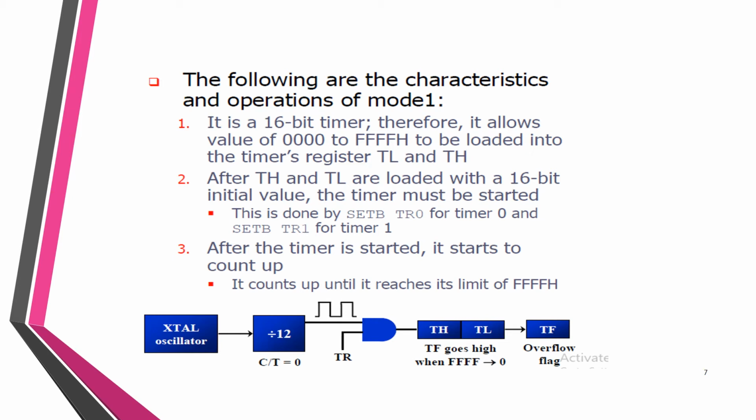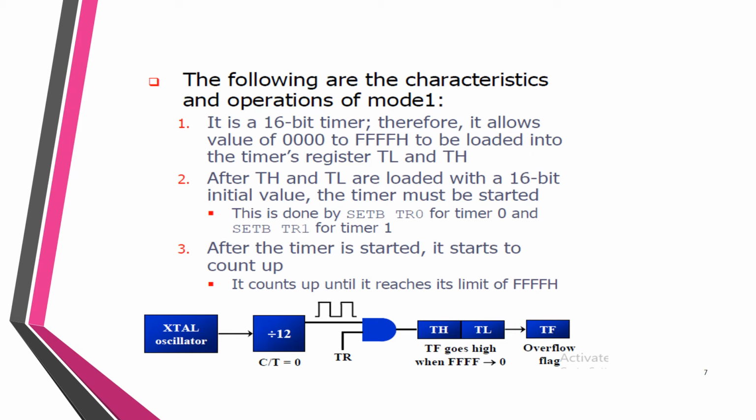This is the fundamental part as far as the timer is concerned. You have to remember this. Also you have to remember the format of the TCON register. That is also very important. Now we will go one by one. First of all, mode 1 operation is a 16-bit timer. Therefore it allows values from 0000 to FFFF.